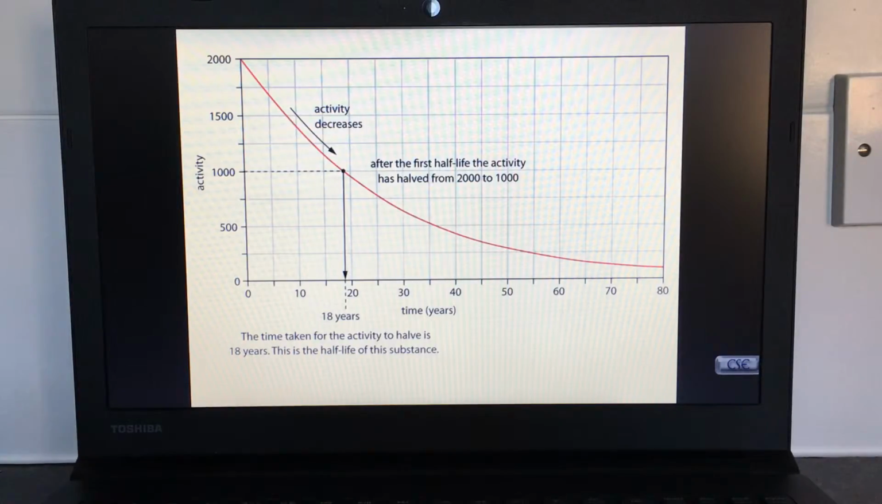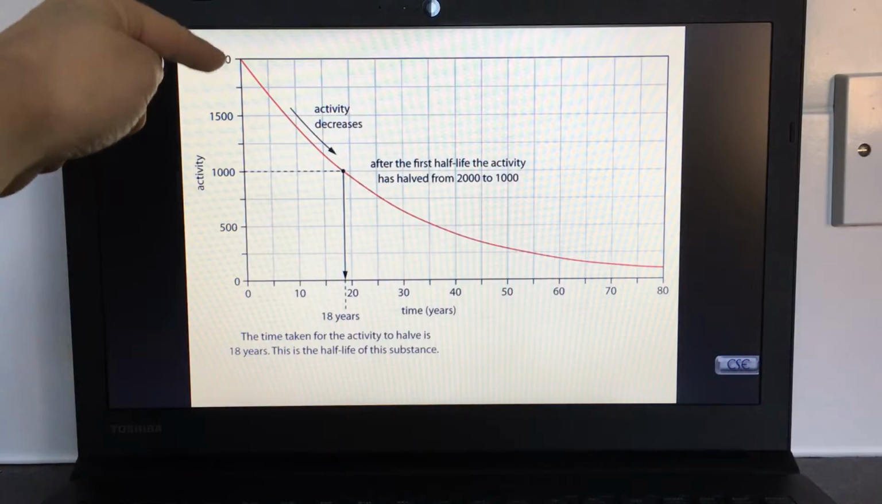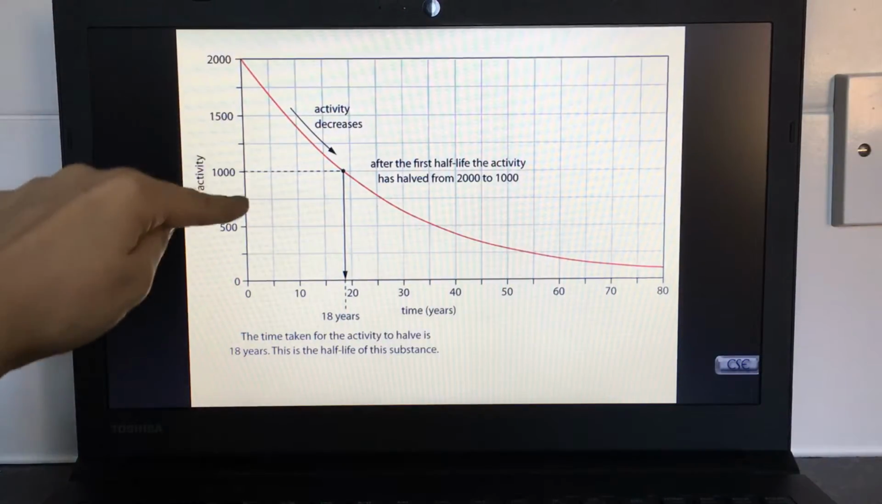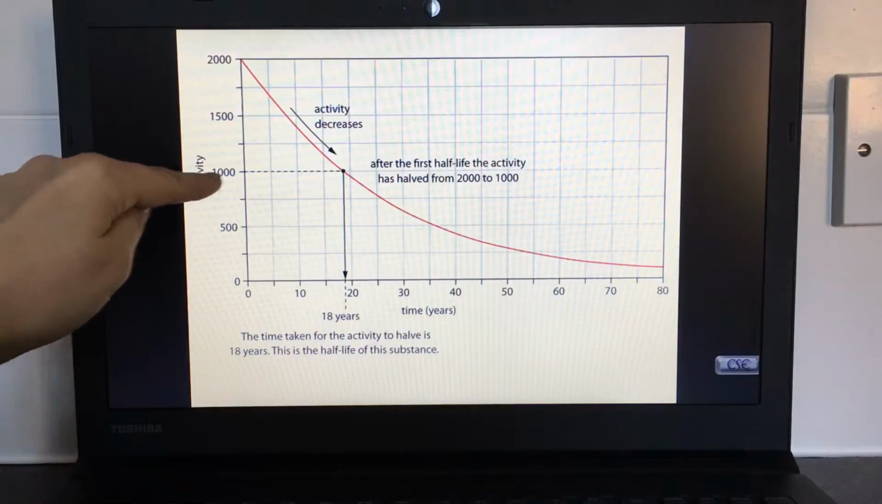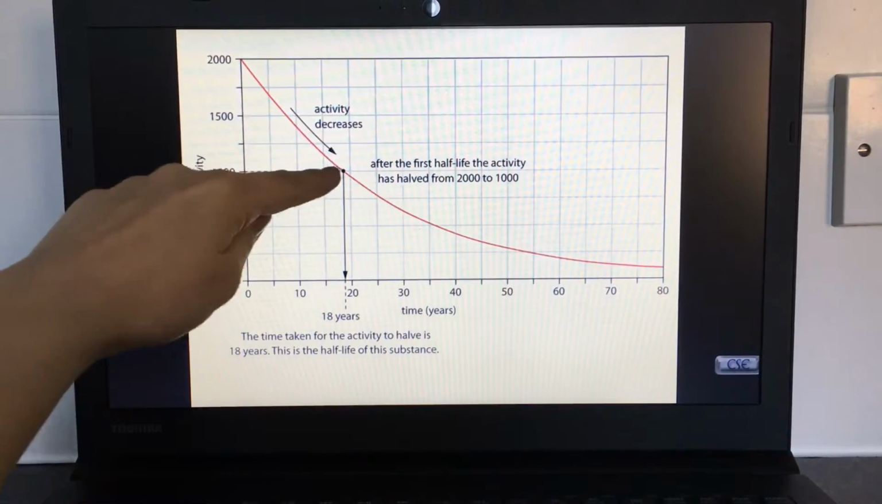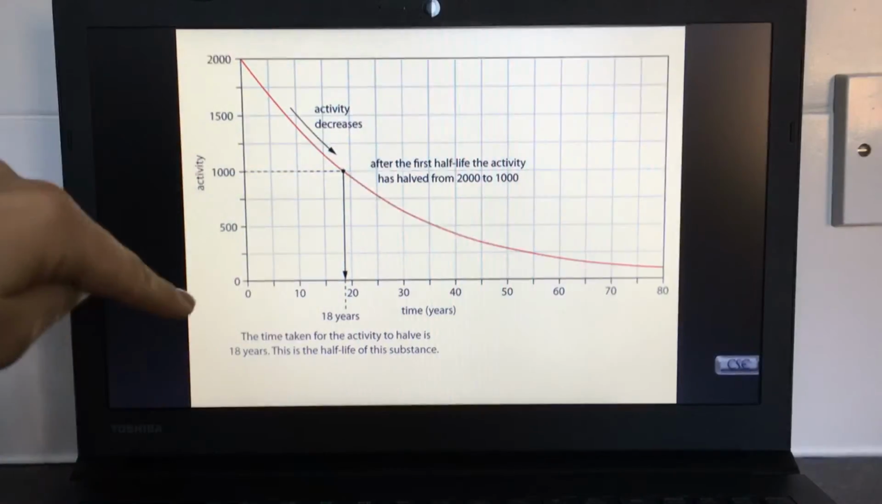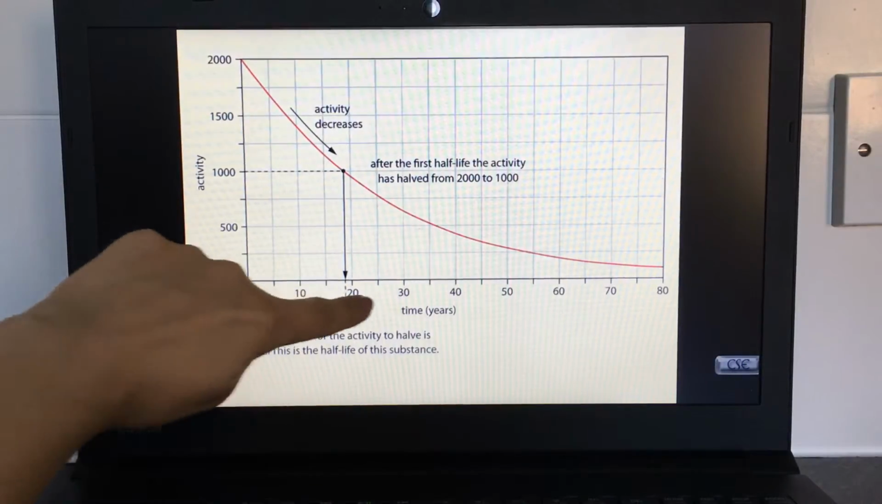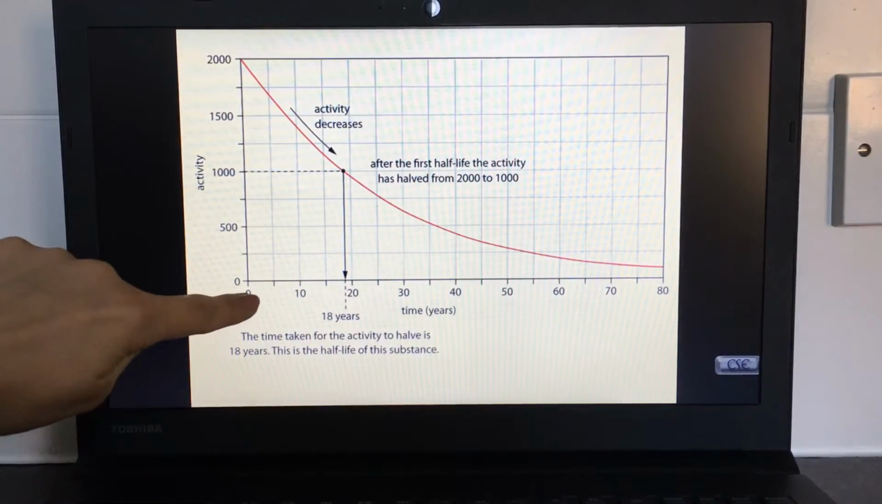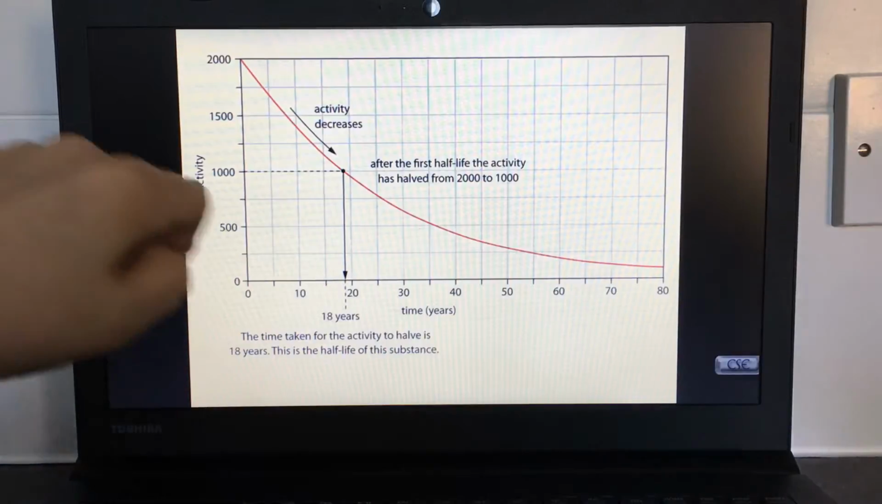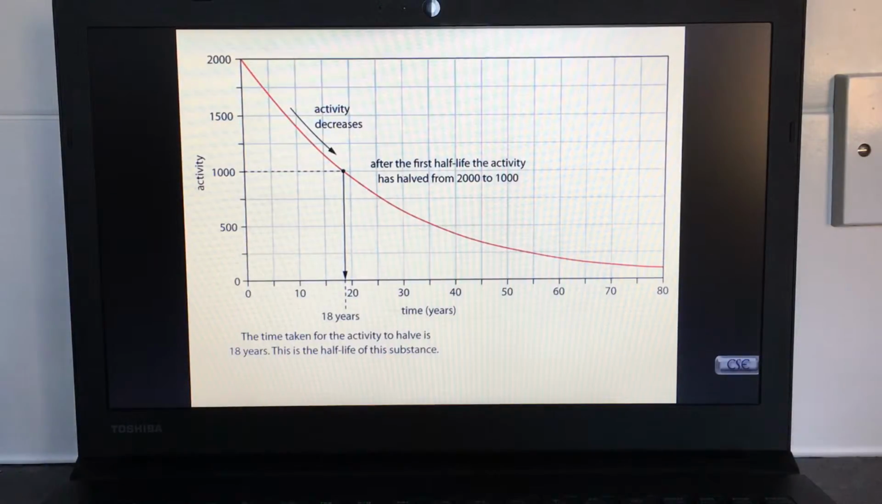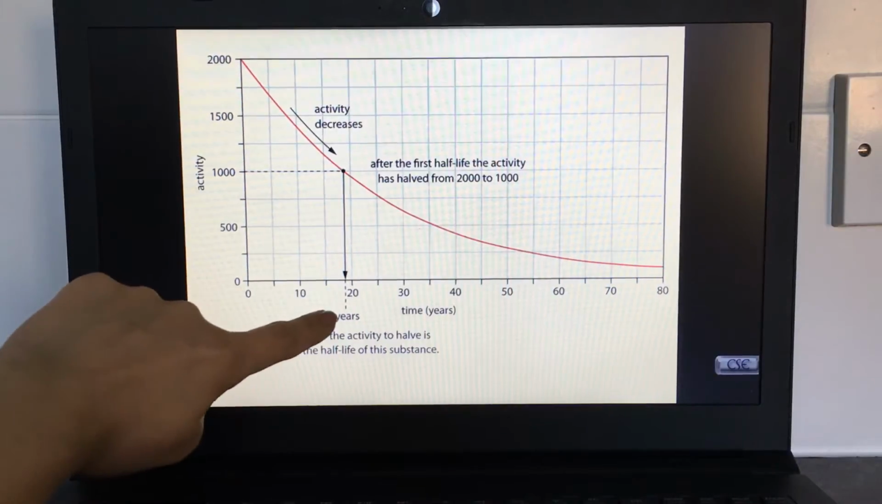If the exam question said, what is this isotope's half-life, you always go to the starting level, then go to half of the starting level, go across to where it meets the line, and then read down. Now be careful because they can be a little bit tricky with these. They'll make it a tiny little square that you have to put the specific amount that it is. So here would be about 18 years.